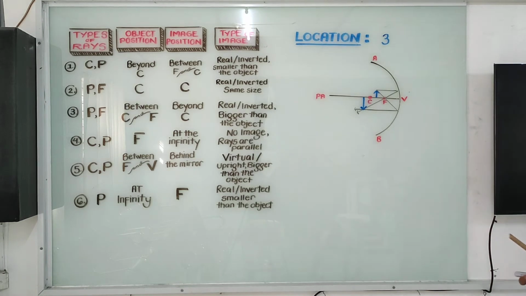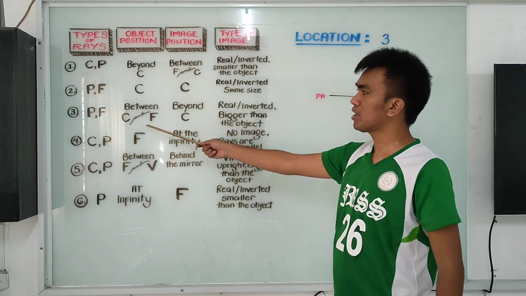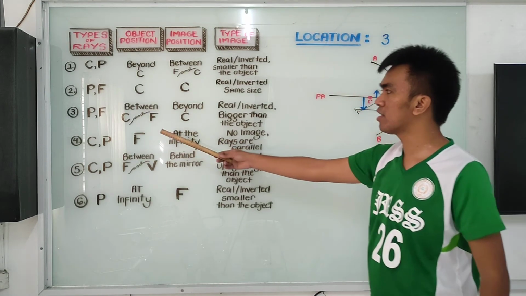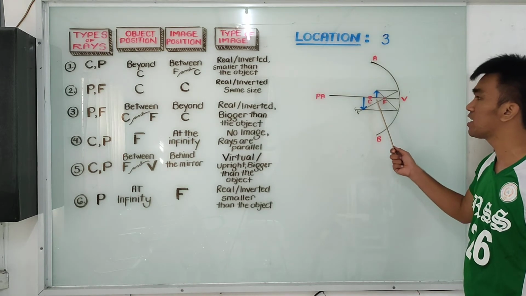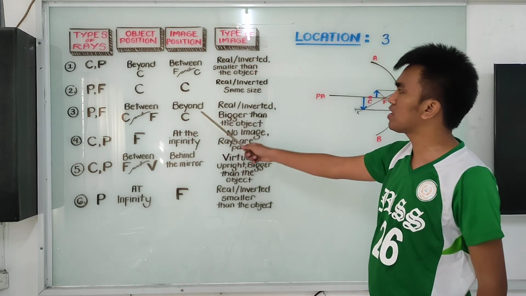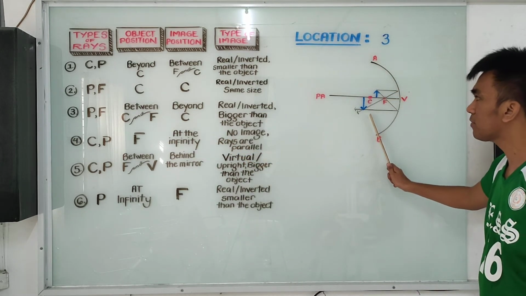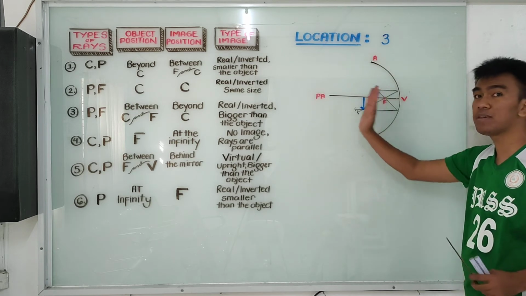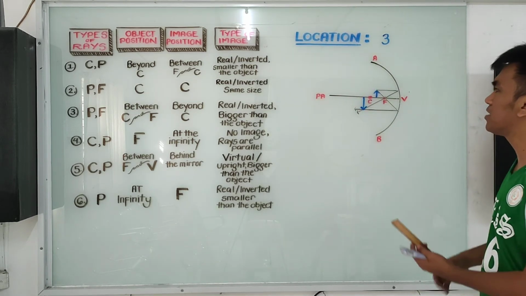Okay, let us look at the image position. In location number 3, the object is between the center of curvature and focus. The image will be formed here, beyond C. So it's beyond C. And let us now describe the image.